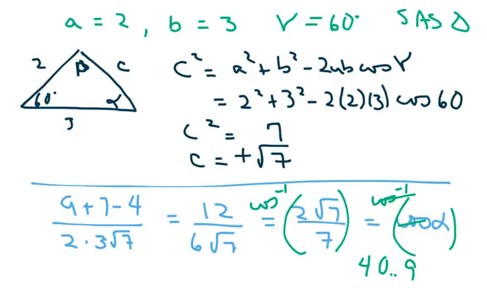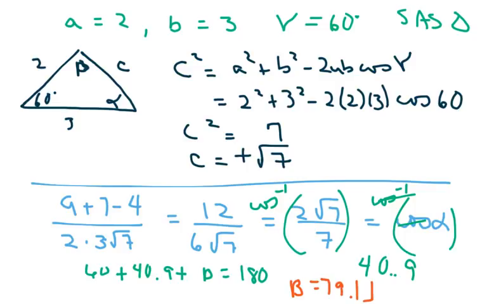And from there, I want all three angles to add up to 180, so 60 plus 40.9 plus my beta should equal 180. When I solve that, I get beta equals 79.1. Or you can use one of the formulas, but I think this is easier.